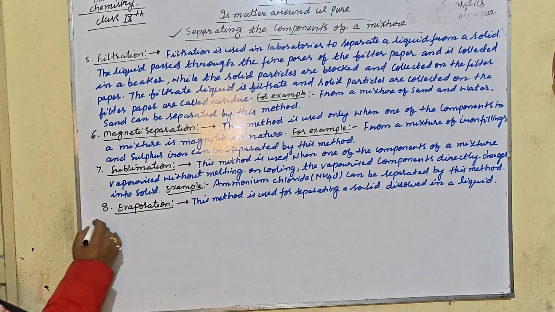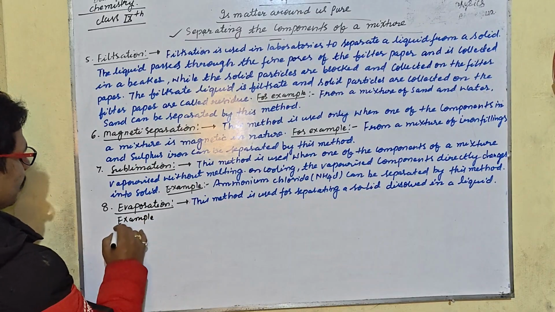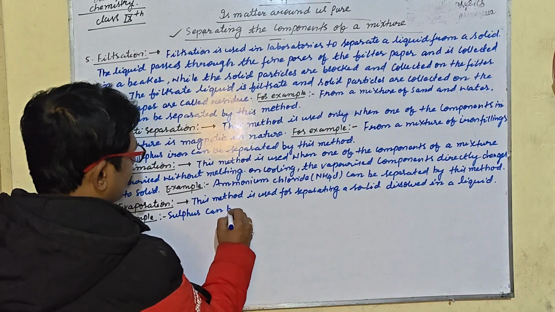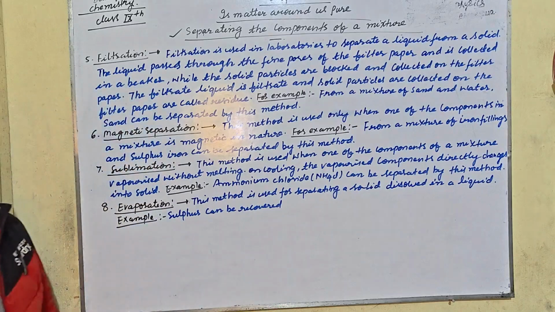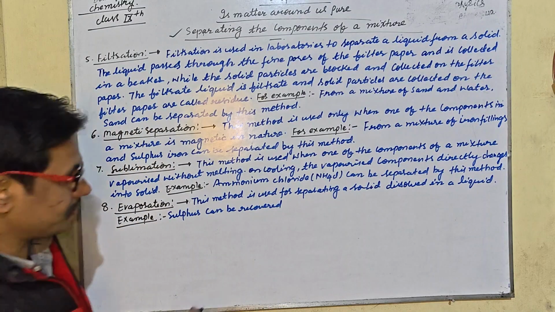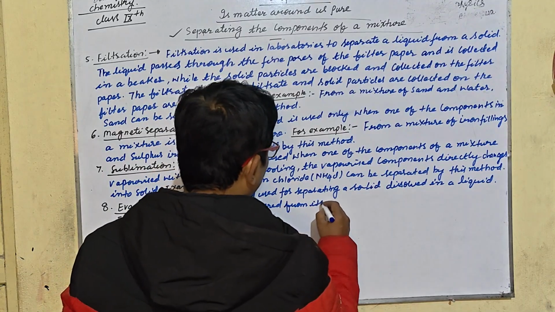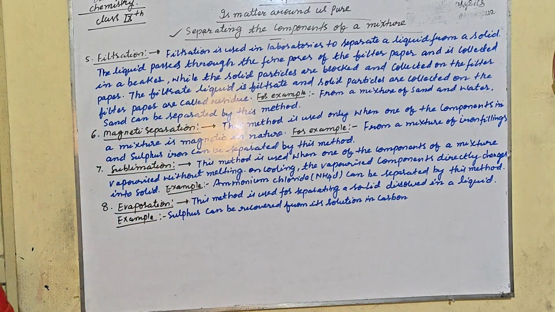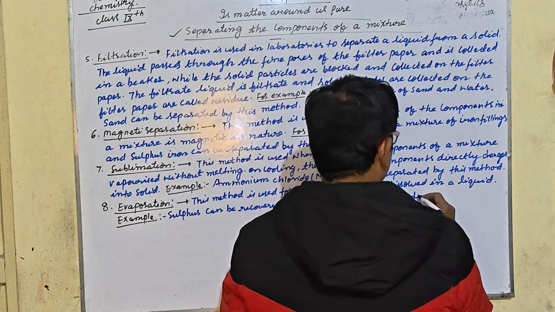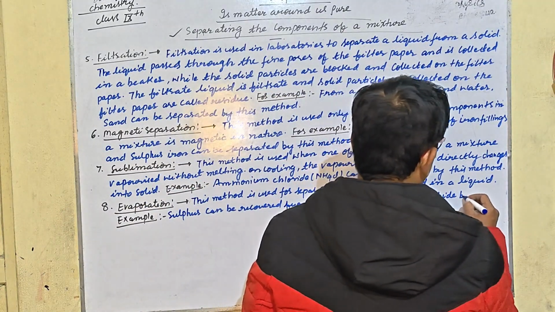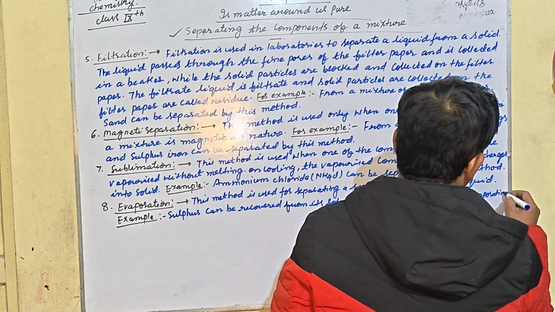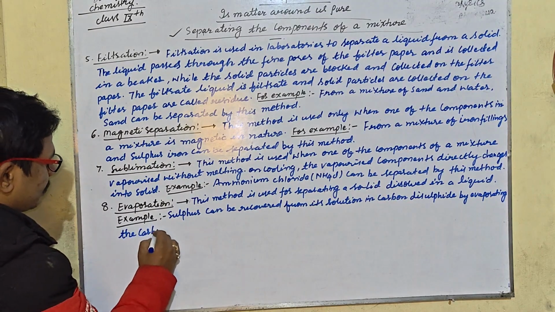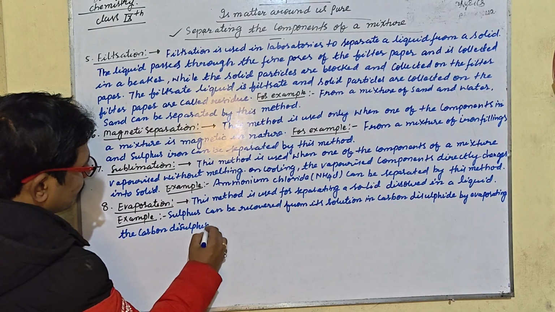Example, sulfur can be recovered from its solution in carbon disulfide by evaporating the carbon disulfide.